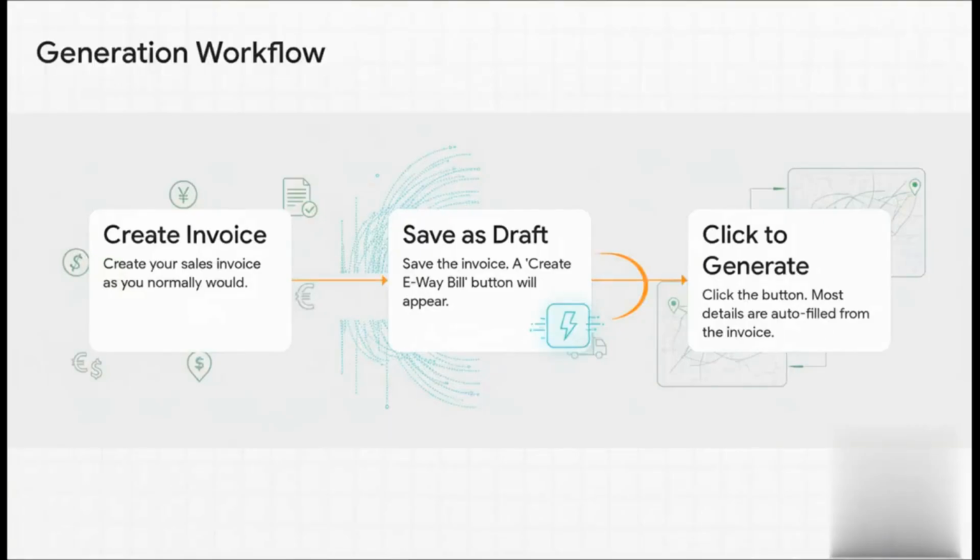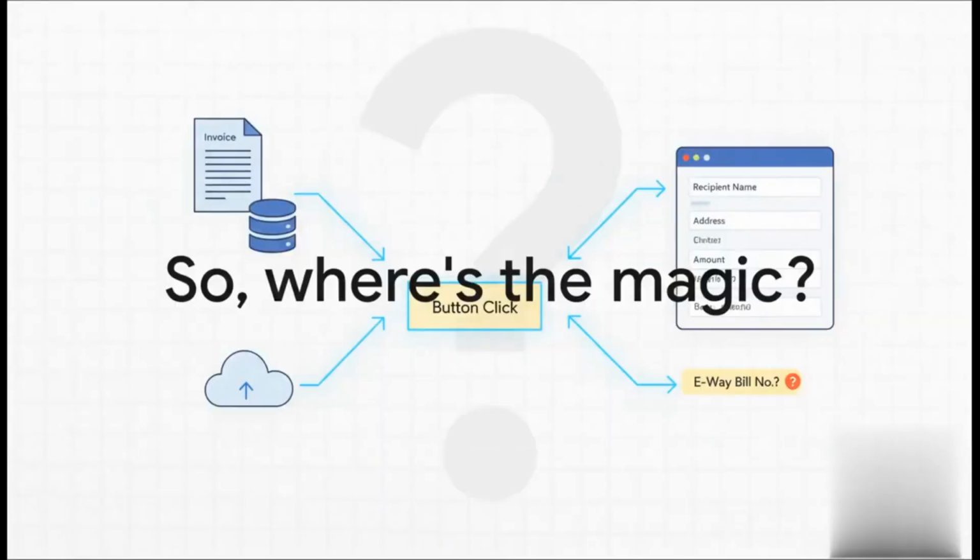Your team just creates a sales invoice exactly like they always do, filling in the customer info and what's being sold. They save it as a draft and boom, instantly a new option appears right there on the invoice screen, a button that says Create eWaybill. And when you click that button, a form pops up.